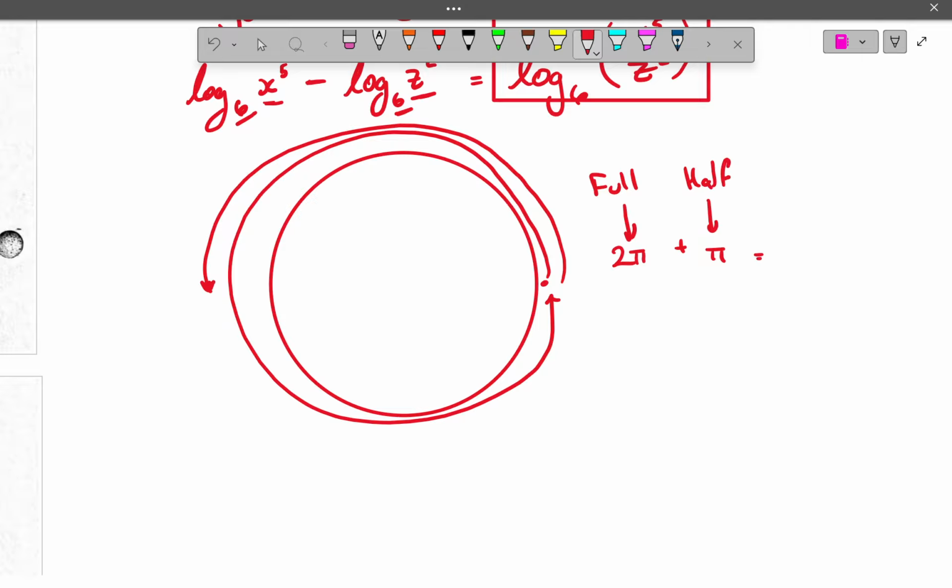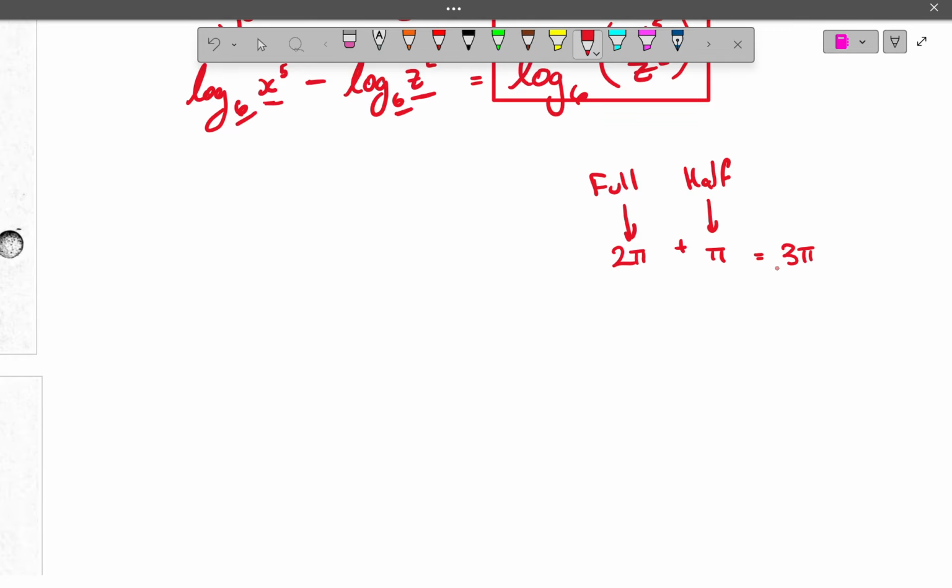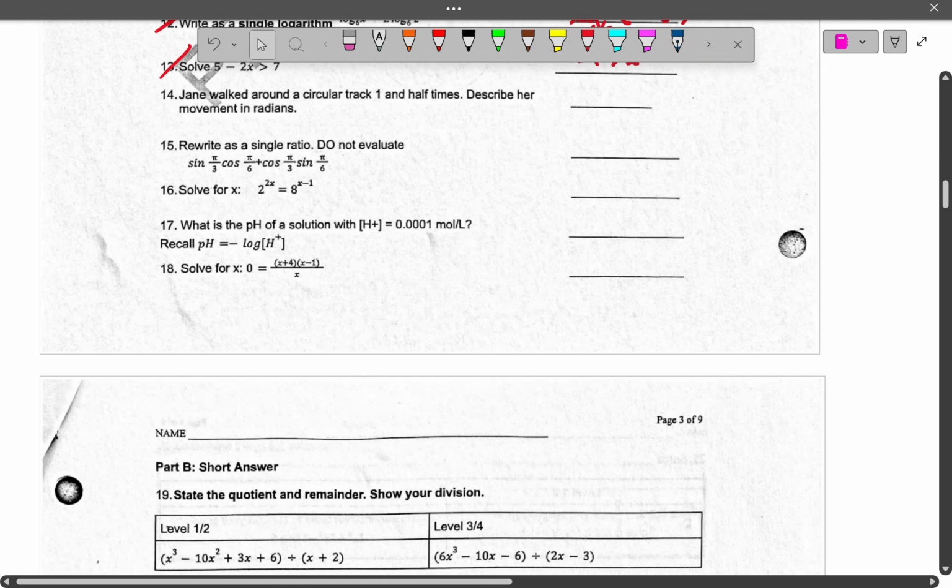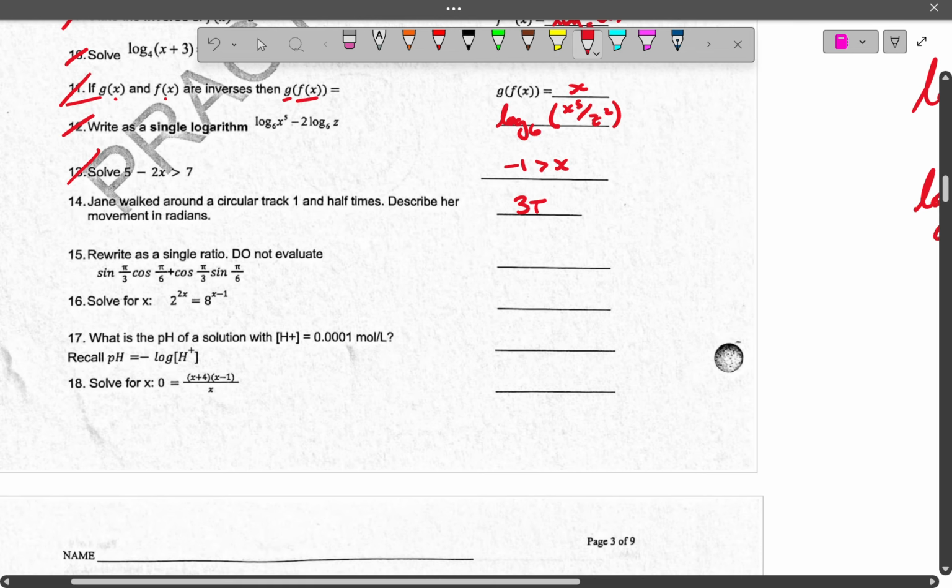So in radians, she's done a total of 3 pi radians that she walked. That's the angle, or the degree that she walked through. So in radians, this would be 3 pi.